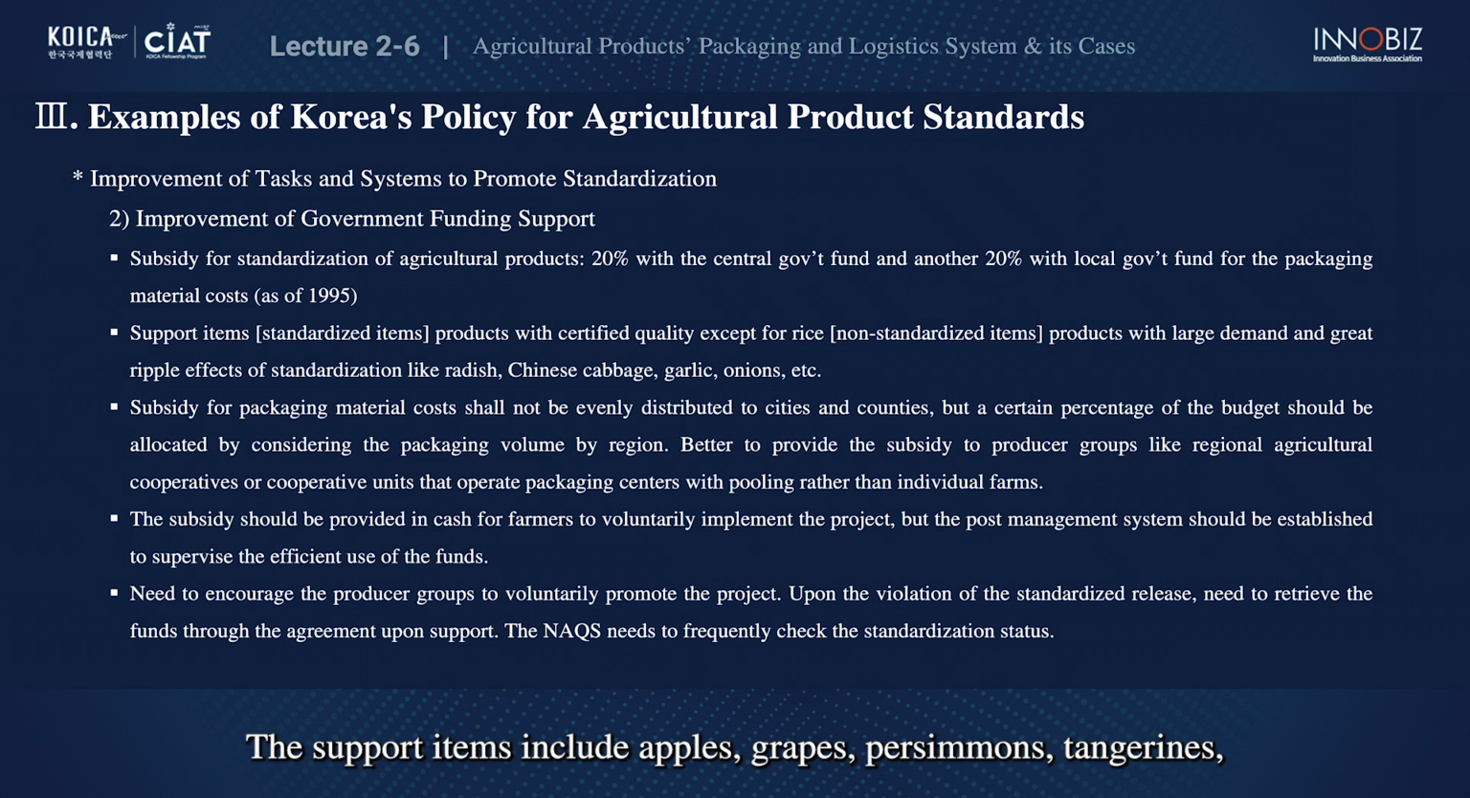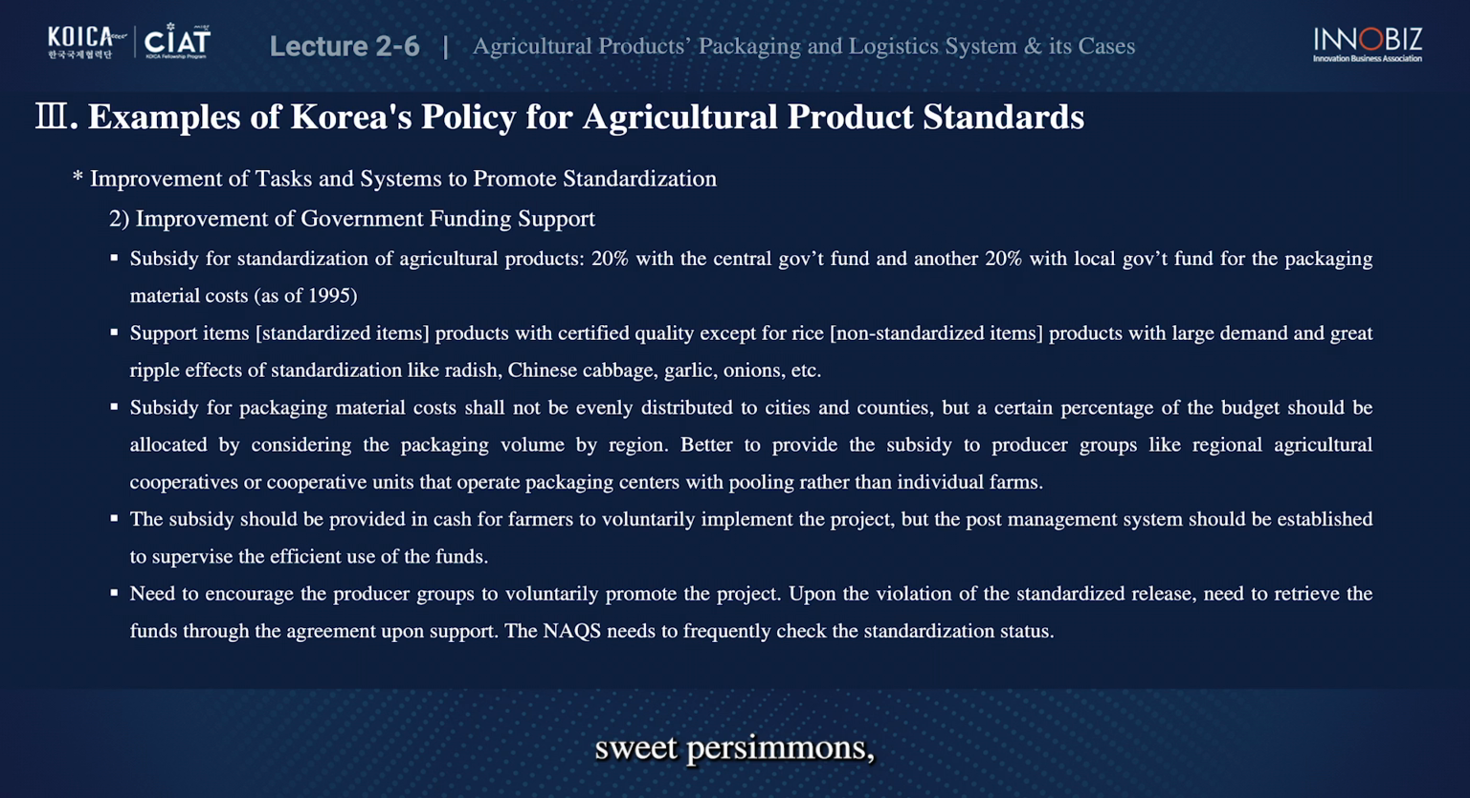The support items include apples, grapes, persimmons, tangerines, sweet persimmons, pears, green peppers, tomatoes, melons, cucumbers, potatoes, and sweet potatoes among 57 agriculture products for which standards have been established. The standardized items are excluded and priority is given to products with certified quality except for rice.